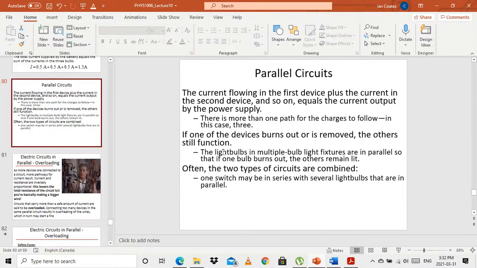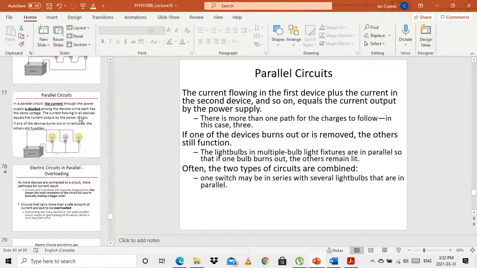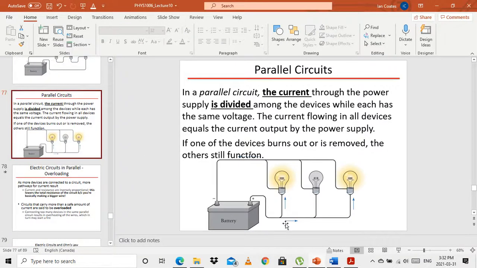The current flowing in the first device plus the current in the second and so on equals the current output by the power supply. That kind of makes sense. The current here plus the current here plus the current here has got to equal the current going in and out.